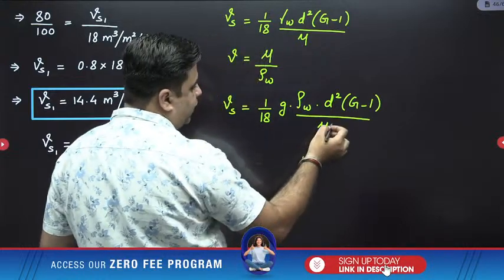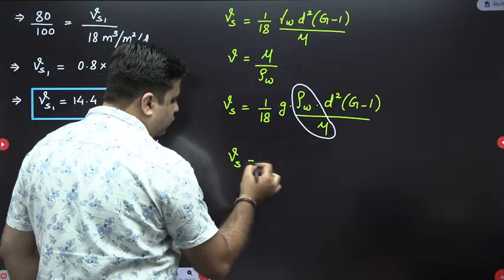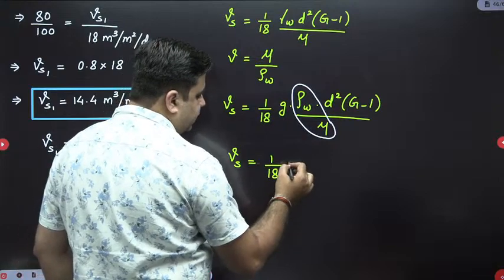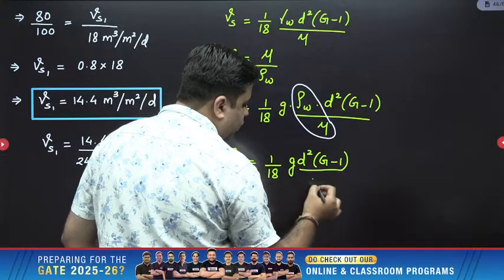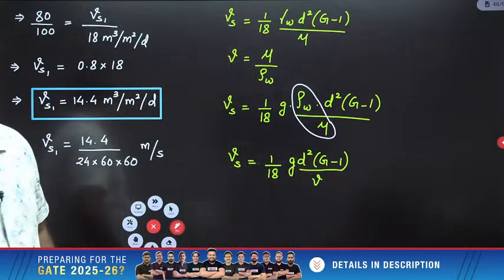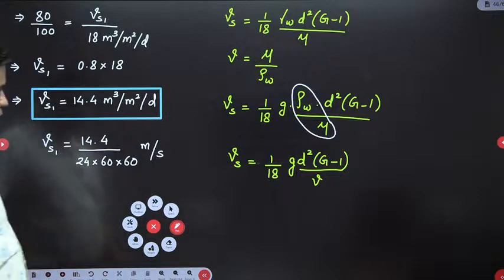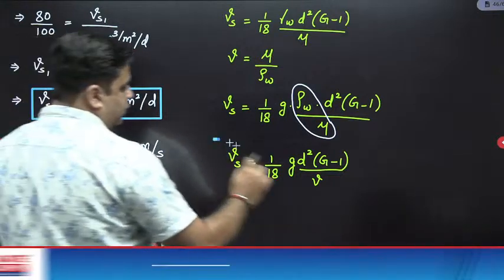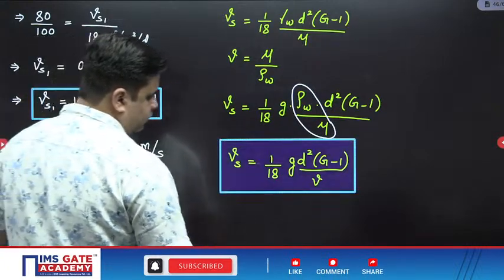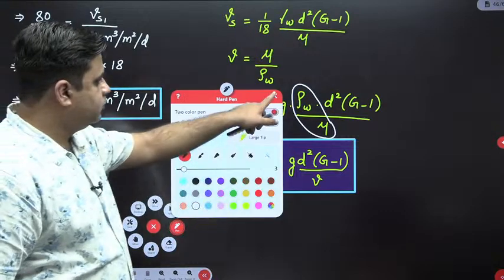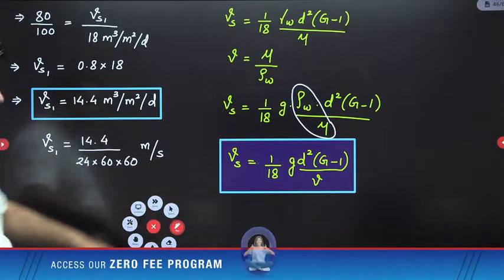Now this mu and rho W will become nu. So you have the expression of settling velocity Vs is equal to 1 upon 18 G d square into G minus 1 upon nu. You can use this expression of settling velocity to find out that size of the particle which will have the settling velocity of this value. Substitute Vs1 in this expression to calculate the size of the particle.